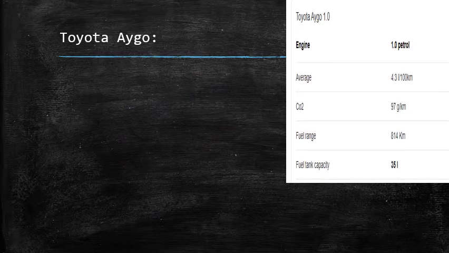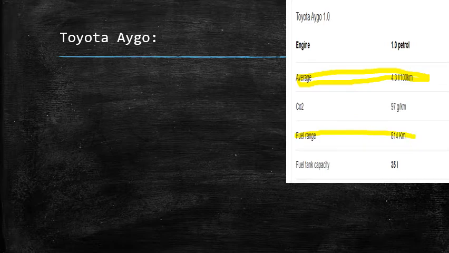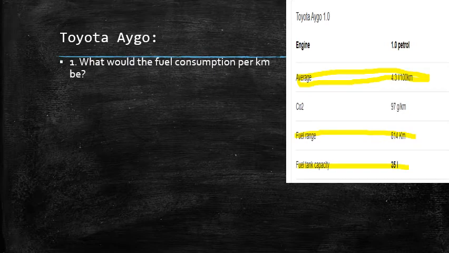If we now look at another example, you'll see here that I got this information about the Toyota Aygo, which is a type of car. It gives us the engine size. Here it gives us the average petrol consumption, which is now in liters per 100 kilometers. It gives me the fuel range, and it again gives me the fuel tank capacity. So what would the fuel consumption per kilometer be? So we have the fuel consumption as 4,3 liters per 100 kilometers. So if we divide that by 100, we get 0,043 liters per kilometer.